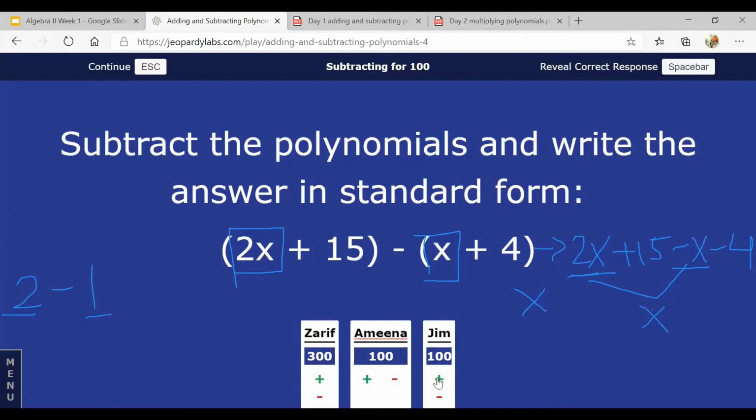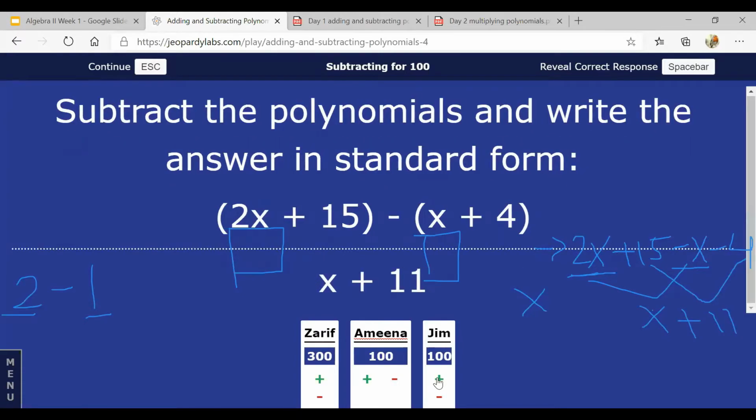And how about 15 minus 4? 11. Yeah, it is 11, right? And then it's positive 11. So the answer should be x plus 11. Yup, it is x plus 11. So look, I think what you did, you forgot to distribute the negative sign. But remember, you have to distribute the negative sign. You cannot just combine the like terms from here and then from here and just call it a day. No, you can't do that. You have to distribute the negative one that you have in here before you actually combine, okay? But good try. I liked it.